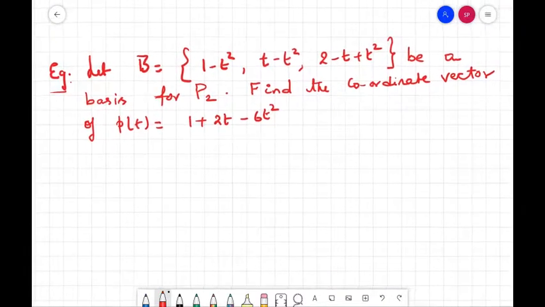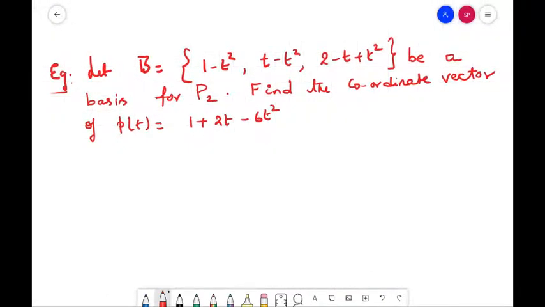Let us look at this example. Let B be the set containing 1 minus t square, t minus t square, 2 minus t plus t square. This is a set of 3 polynomials of what degree? Second degree, maximum degree 2. Be a basis for P2. So what is P2 here? The vector space of all polynomials of maximum degree 2. So this B is one basis for P2. That means these are basis vectors. Then find the coordinate vector of P of t is equal to 1 plus 2t minus 6t square.